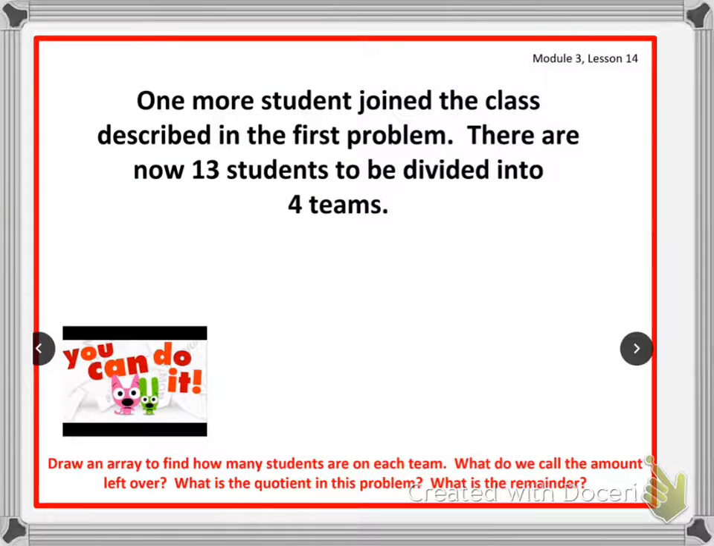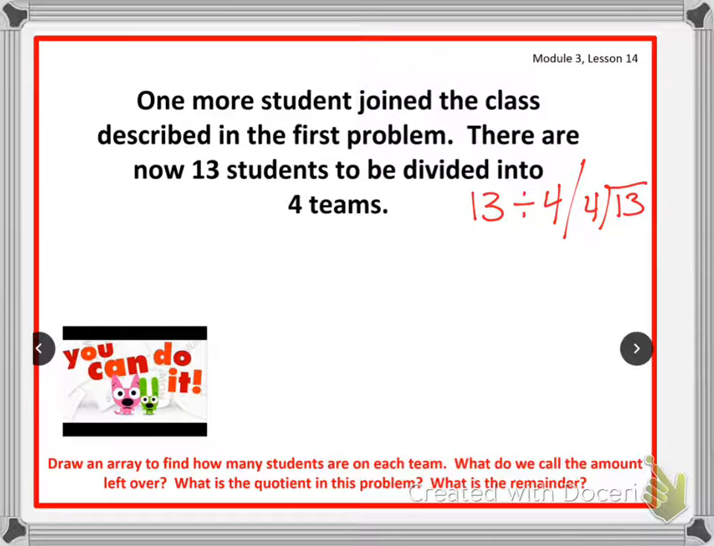All right, in our next problem, 1 more student joins the class described in the first problem. There are now 13 students to be divided into 4 teams. So we're looking at how many students are going to be on each of these teams now that we have 13 students. And this is, again, partitive division because we want to find out how many students are going to be in each group. Now there are 4 teams and 13 students. So this is going to look like this: 13 divided by 4, or 13 divided by 4.